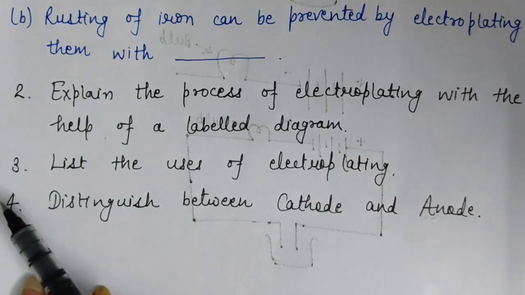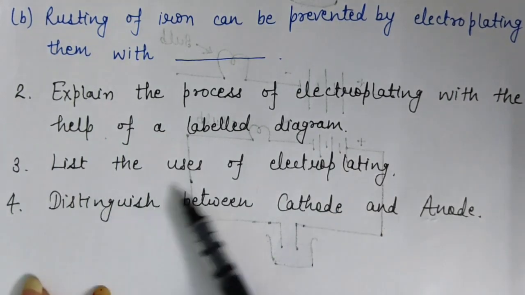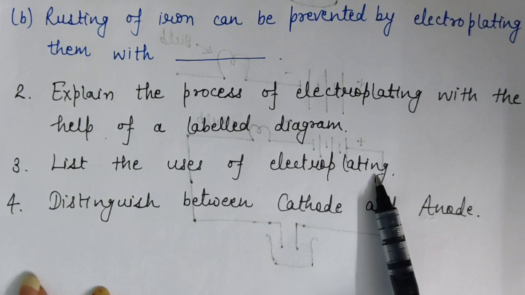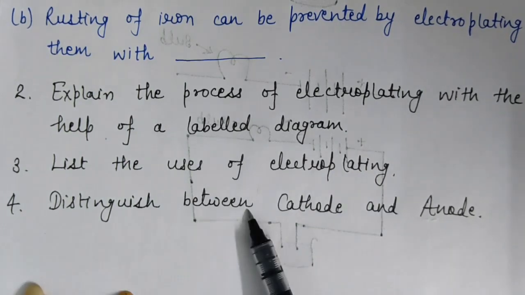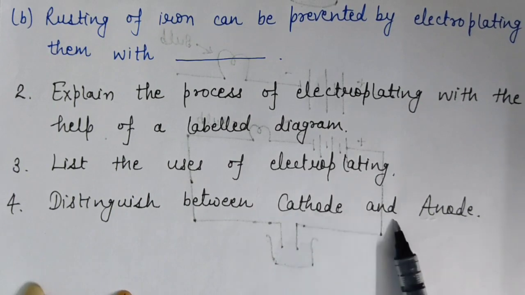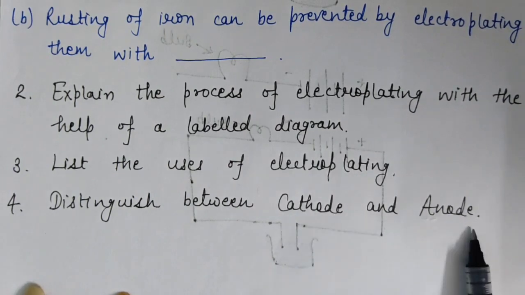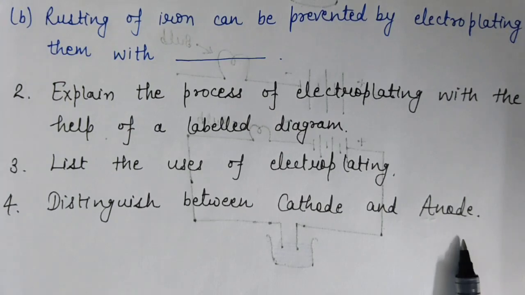Question number 3, list the uses of electroplating. Question number 4, distinguish between cathode and anode. So these are 4 questions you have to do in your fair notebook today.